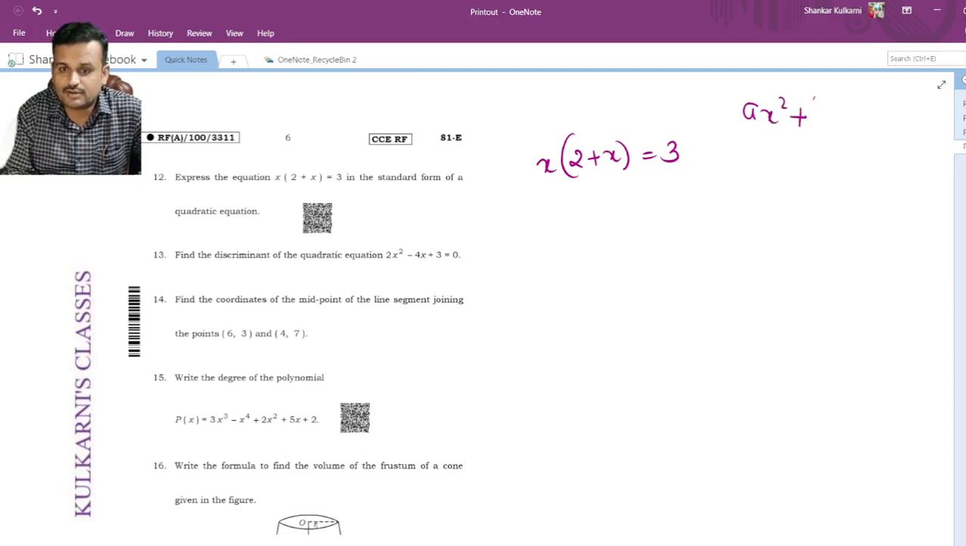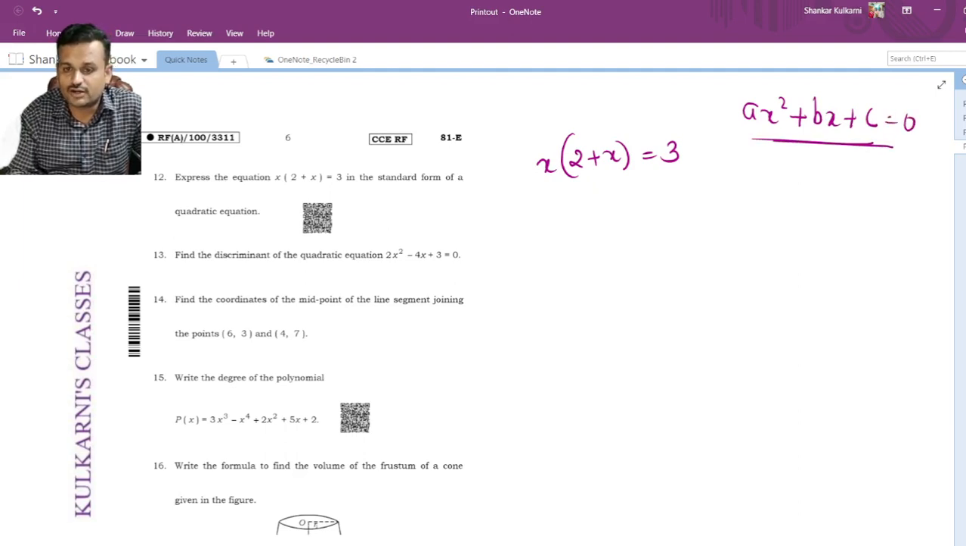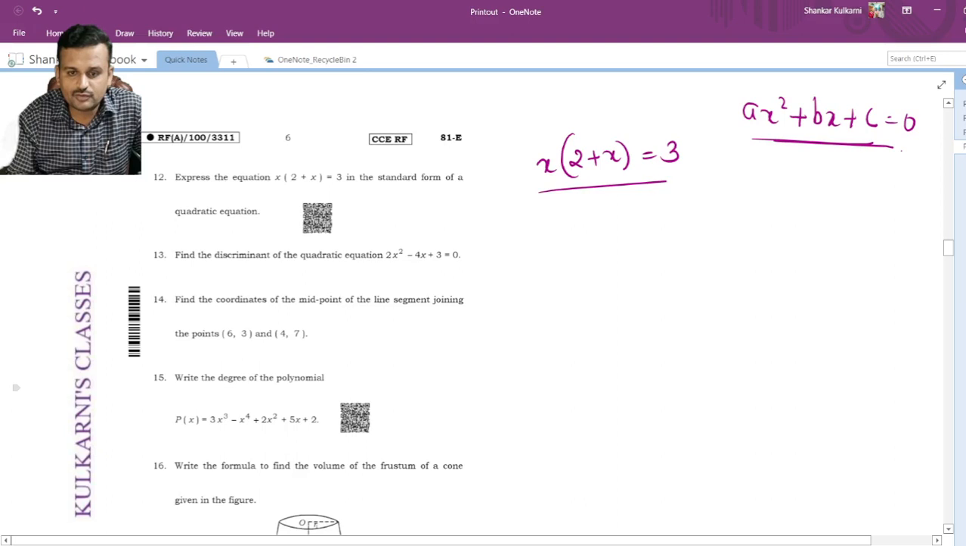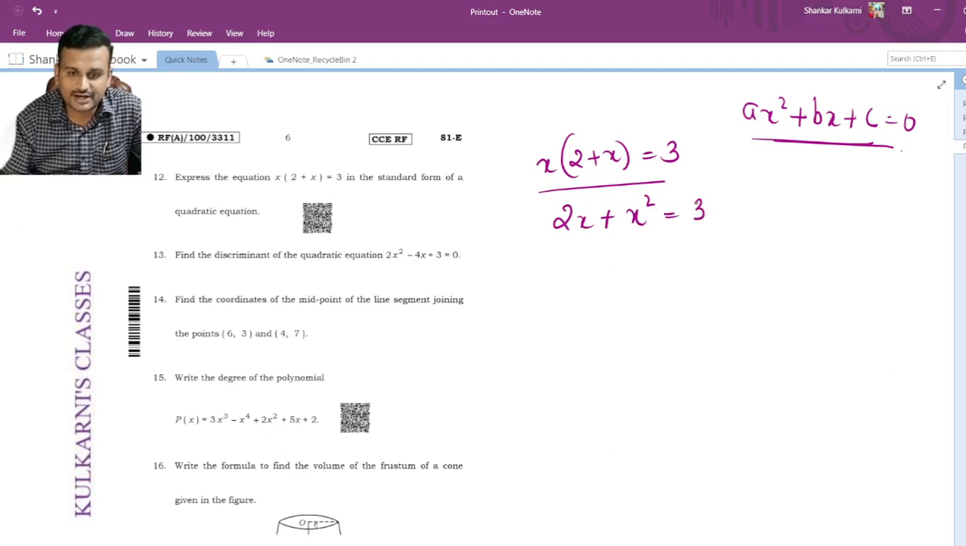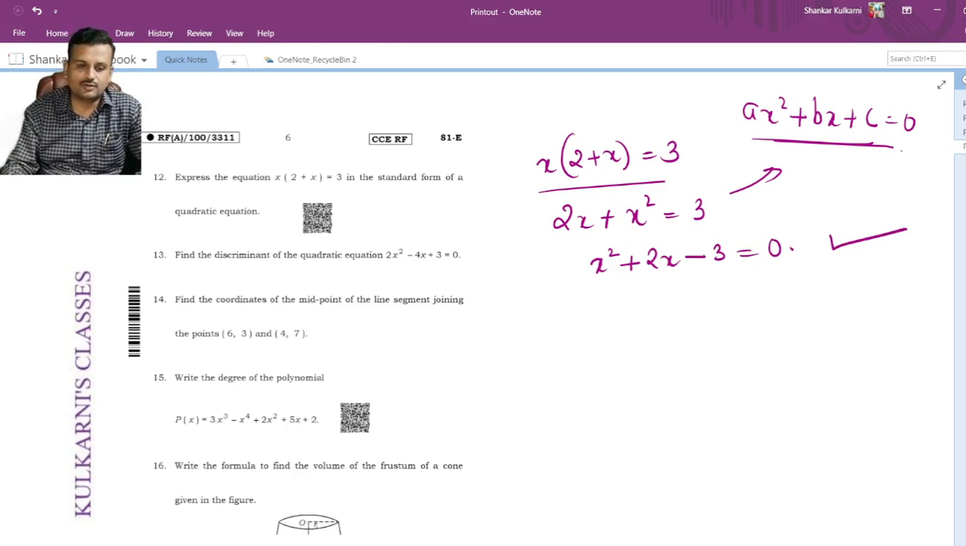ax square plus bx plus c is equal to 0. This is called the standard form of quadratic equation. To simplify this equation, what are you getting? x into 2, 2x, x into x, x square is equal to 3. Now we should write this one looking like this. So what changes can we do here? Yes, first we will write x square plus 2x, and we will take that 3 to this side, it becomes minus 3 equal to 0. This is the standard form of the quadratic.